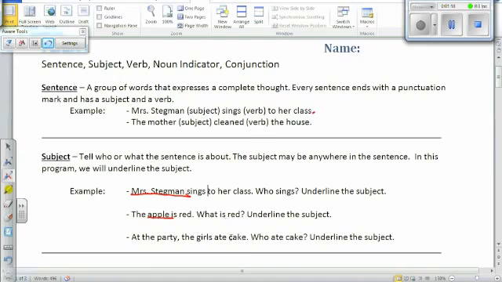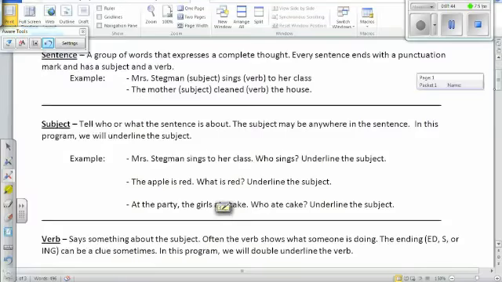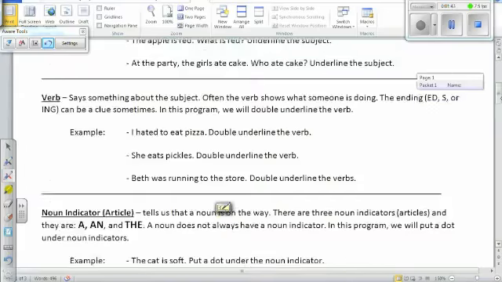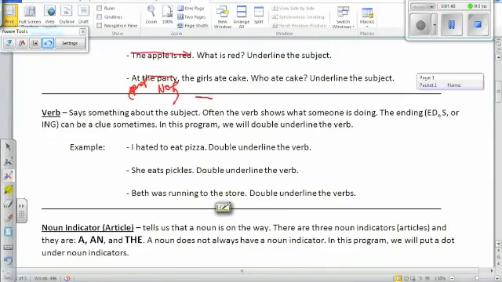Next, at the party, the girls ate cake. Well, this is hard because you'd say, what is the sentence about? Some people might say that it's about the party. Well, at is actually a preposition. So this is a prepositional phrase. The subject cannot be in there. What is this about? Well, this is about what someone ate, and who ate? It was the girls. The subject of this sentence is the girls, or is girls. So let's move on. So we know how to find a subject now.